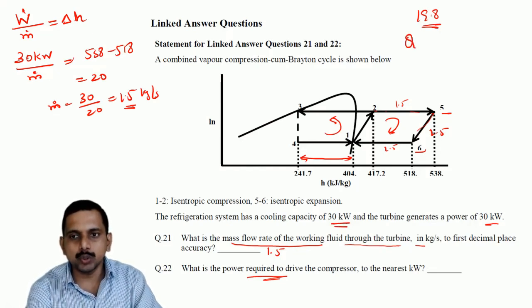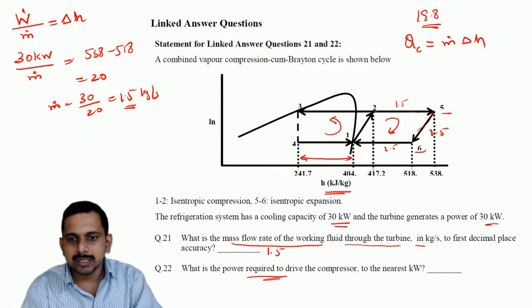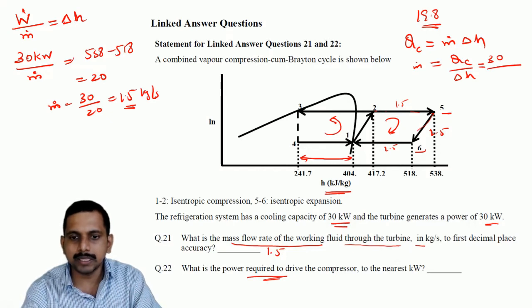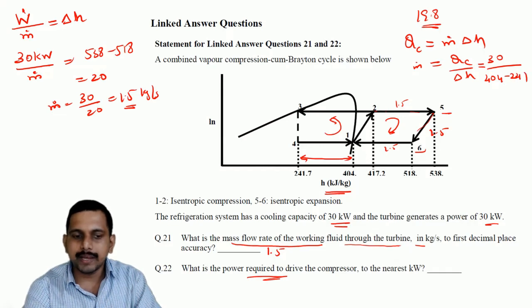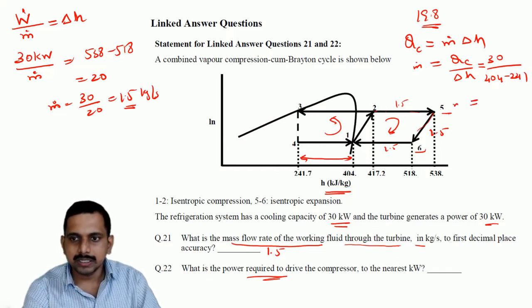So cooling capacity Q cooling is equal to 30 kilowatts, which is given as M dot into delta H, because this is per kg, which is how H is defined. So what is M dot? We have to find out. M dot is QC by delta H, and this QC is given as 30 kilowatts, and delta H is equal to 404 minus 241. The M dot I get using this is 0.18 kg per second.